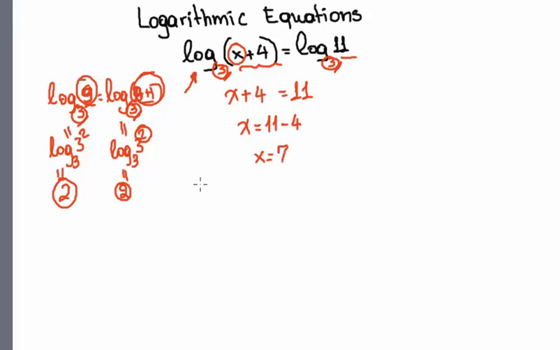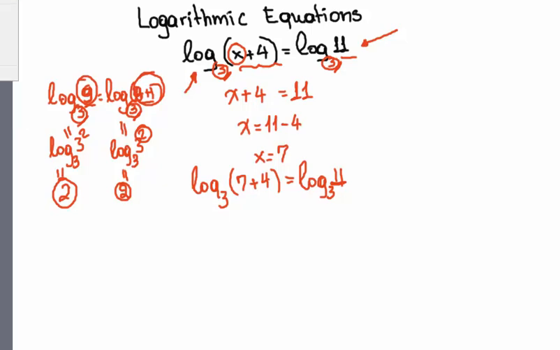And what this tells us is basically that log with base 3 of 7 plus 4 is equal to log with base 3 of 11. This is exactly what we were expecting. So, whenever we have bases of logarithms that are equal, their arguments are equal too. And this is how we solve the problem. Now, what happens if the logarithmic bases are not equal to each other?